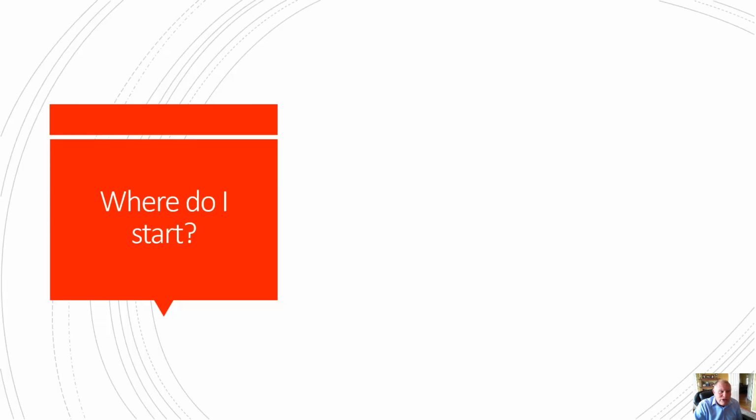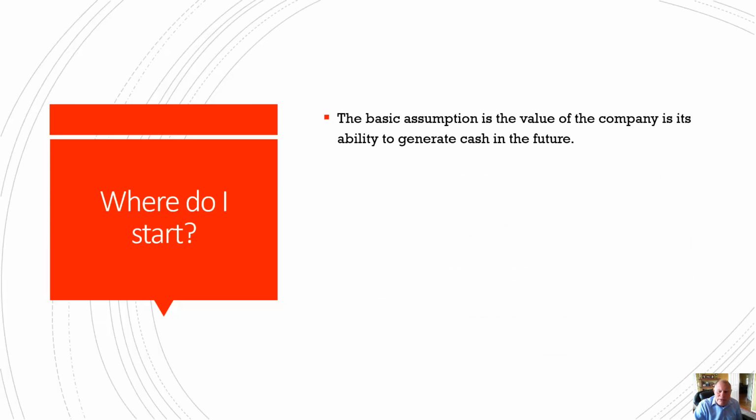So where do we start? Well, we start with the basic assumption that the value of any company is its ability to generate cash in the future. How is it going to generate cash? Whether that is driven by sales or a buyout of the technology, of the intellectual property, what have you, but somehow to generate cash in the future. Sales is the primary driver of generating cash. So we spent a lot of time on sales so that you can go ahead and forecast this.